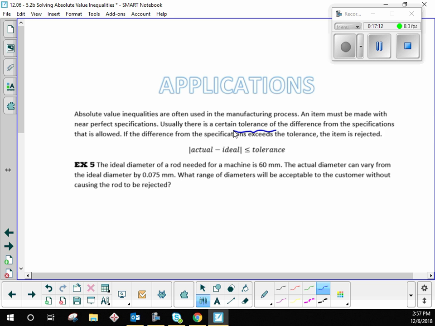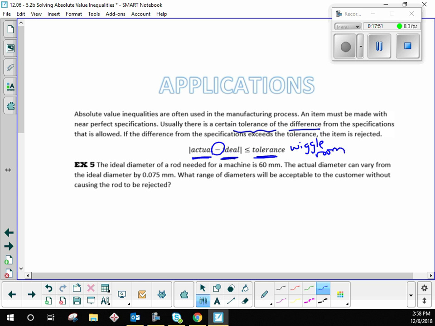Like wiggle room, that's exactly right, wiggle room. So the tolerance here is the wiggle room allowed from how the part actually came out of the machine and what it was supposed to measure. And this formula right here is how we're using the absolute value. You take the actual part from the machine minus whatever it was supposed to measure. And that difference, this word difference right here, means to subtract. See the subtraction right here? So the difference between those two things has to be less than or equal to whatever the wiggle room was. I like that wiggle room.